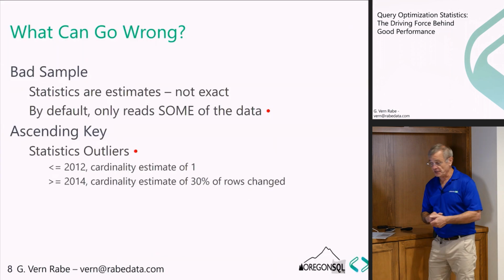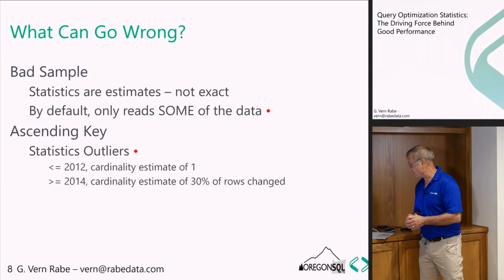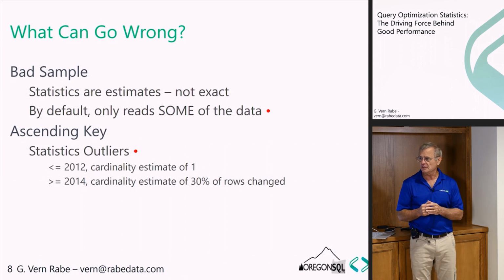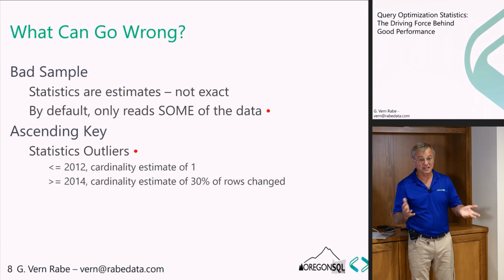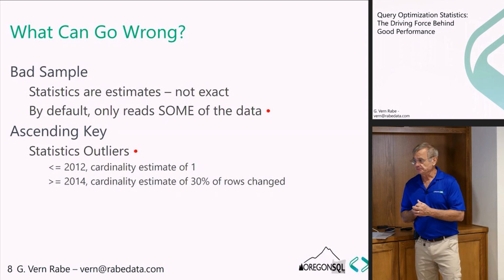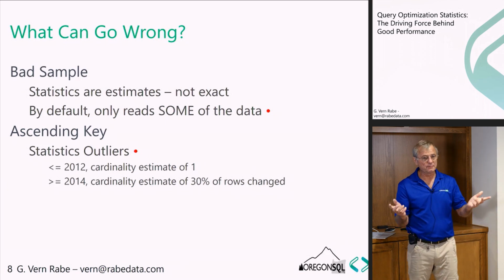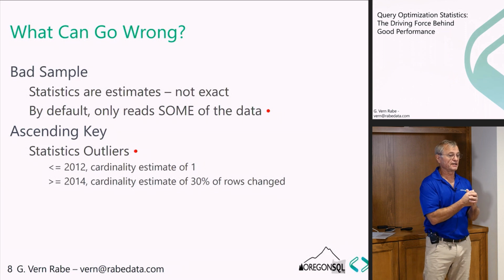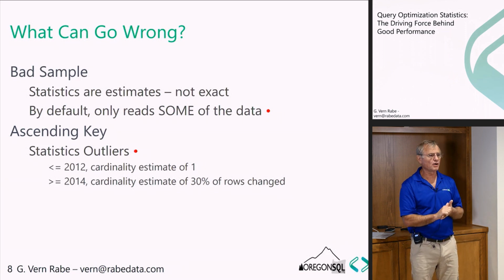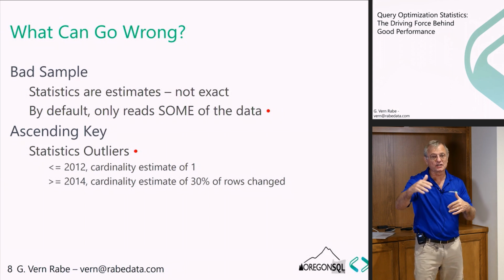Okay, the second thing that can go wrong is a thing called ascending key, which first of all is a bit of a misnomer. It doesn't have to be ascending, it can also be descending, and it doesn't have to be a key at all, it can be a column. So what is ascending key? Do any of you have identity columns in your tables? Yes. Okay. Identity columns are usually configured to be increasing, right?